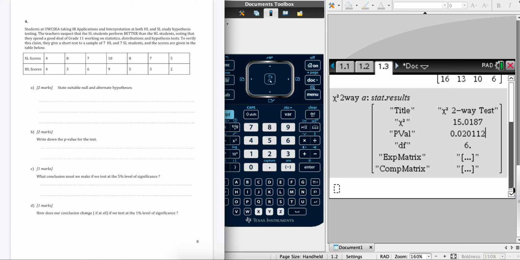So this question is a t-test question. So you should have been using the t-test. And it's a two-sample t-test. So we've got two different samples, and we're looking to see if they're the same or if there's a difference between them based on the sample of SL or HL. So the first part is to state the suitable null and alternative hypothesis.